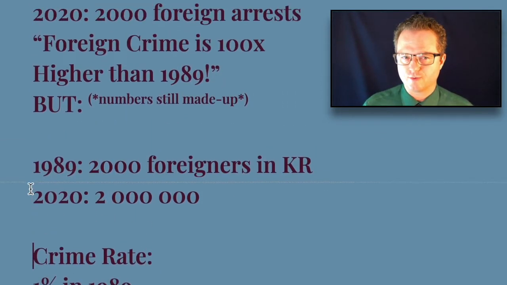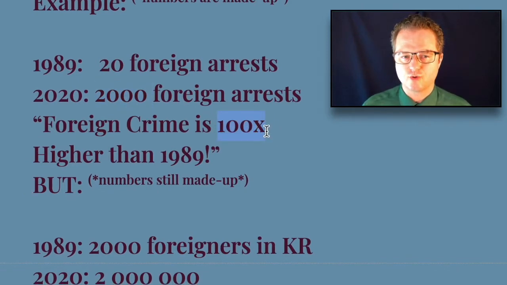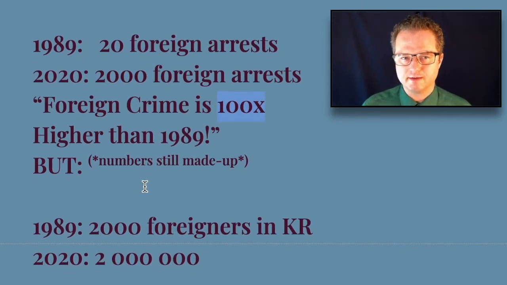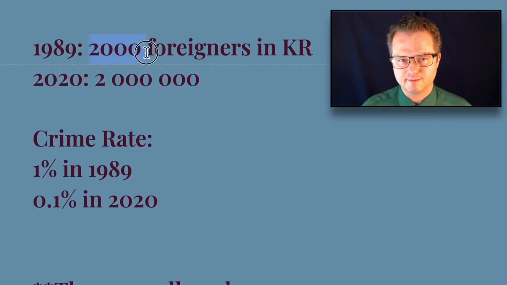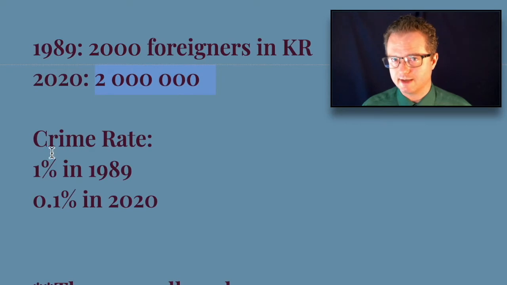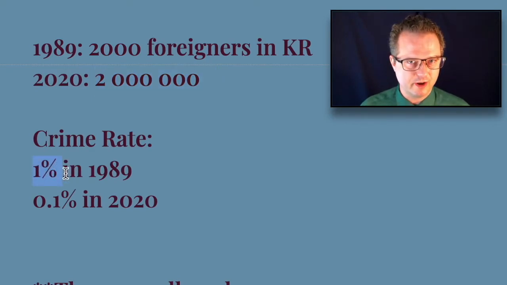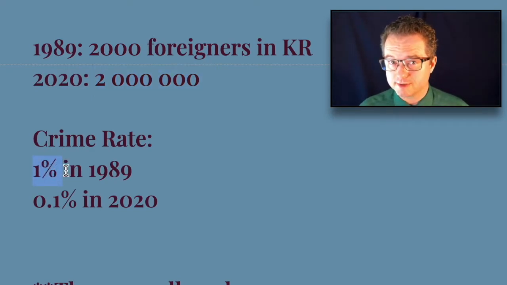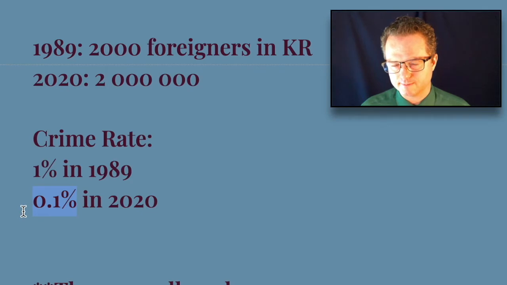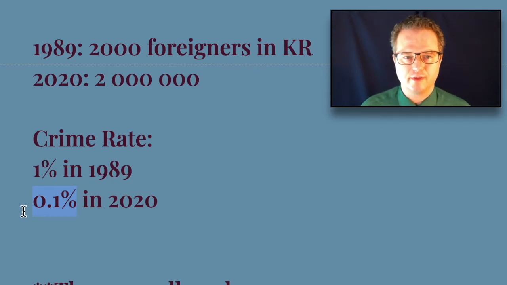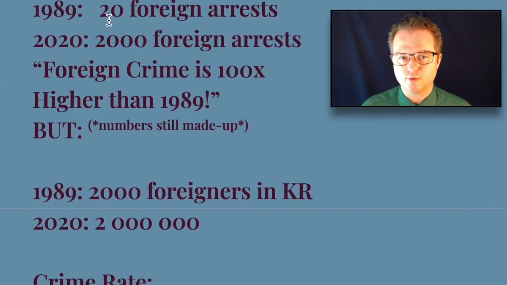Instead of looking at that raw number, if you calculate the crime rate by dividing the number of crimes by the number of people, you see that the crime rate was 1% in 1989. 20 is a low number, but a higher percent of the total number of foreigners living in Korea. And in 2020, 2,000 out of 2 million is only a 0.1% crime rate. So even though the number went up, the rate went down.